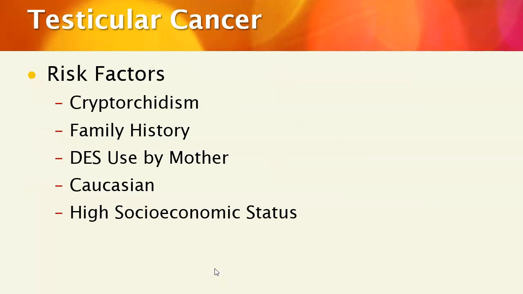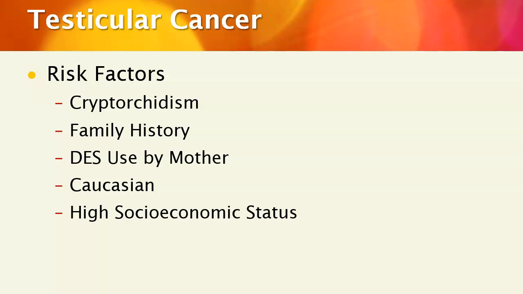Okay, so testicular cancer, this is something that we're going to talk a little bit about in this recording. Risk factors for this: cryptorchidism, like I just said on the previous slide. So any history of undescended testes is always significant and is a very significant risk factor for testicular cancer. There is a familial linkage with this, so family history would be important to know.